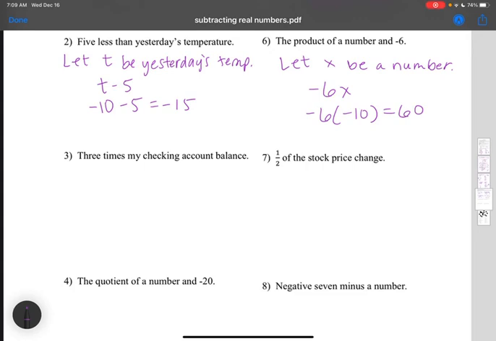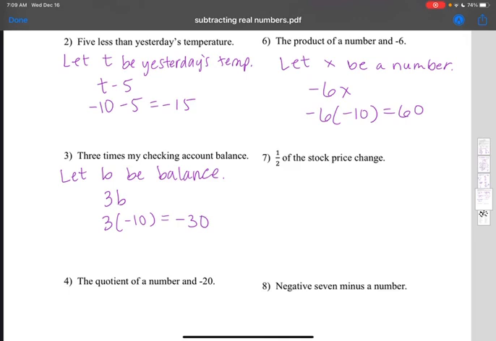Working our way down, 3 times my checking account balance. I wish that was true, right? That would be cool if you could just say 3 times my checking account. So I'm going to say let B be balance. And then 3 times B. I'm just going to put 3B. 3 times, filling in that negative 10. Oh, well, yes, that would be good if you had a negative checking account balance, right? I didn't think about that. Negative 30.